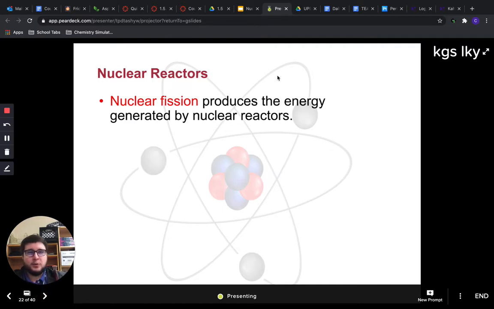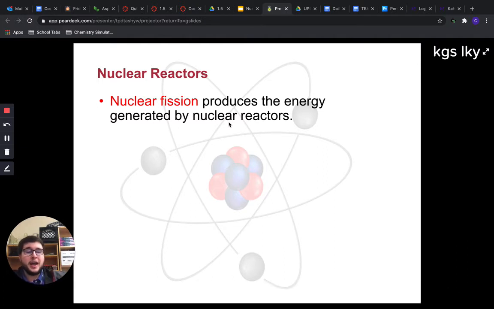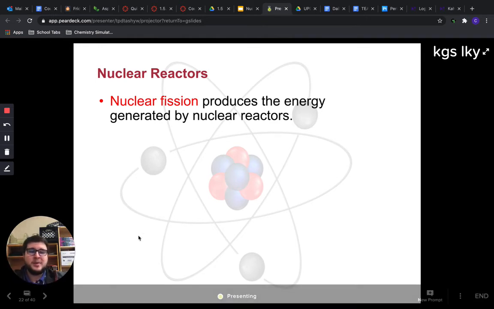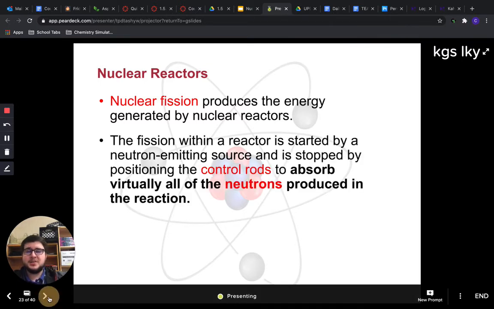All right, let's talk about nuclear reactors. Nuclear reactors use nuclear fission to produce energy. In a nuclear reactor, you have these fission reactions, these chain reactions going, and each one releases so much energy, and you can harness that energy and use it to power people's homes and businesses and things like that. And the fission within a reactor is started by a neutron-emitting source.